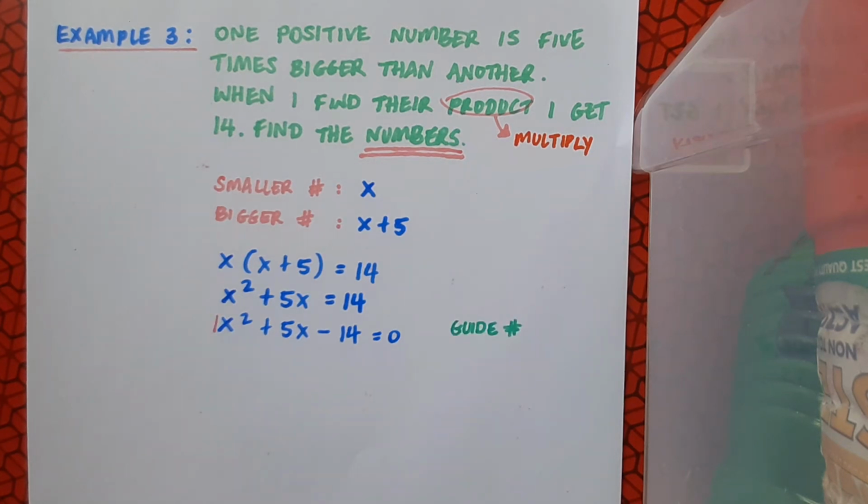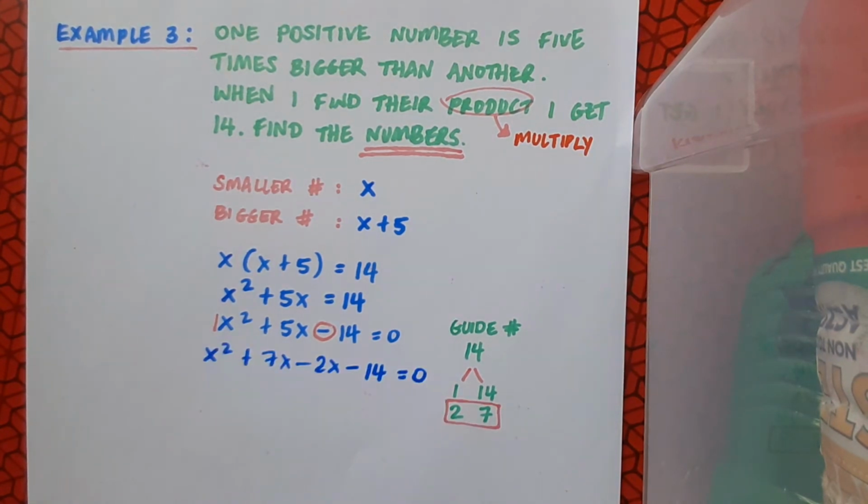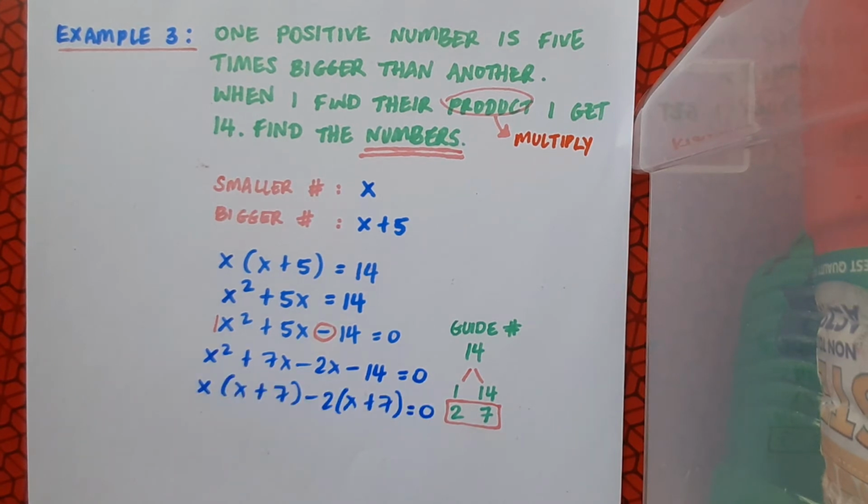Okay, so my guide number is going to be 1 by 14, which is 14, which I'll factorise to give 1 by 14 and 2 by 7. And again, it just so happens in this case again that I've got a minus at the end, so the signs must be different. And that's grand because 7 minus 2 gives 5. So I'll write my quadratic now as x squared plus 7x minus 2x minus 14 equals 0, and I can factorise. So first of all, as x by x plus 7 minus 2 by x plus 7 equals 0.